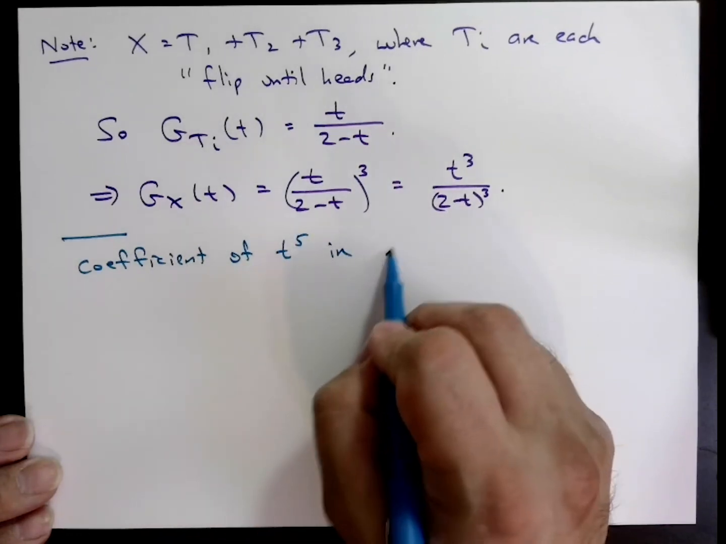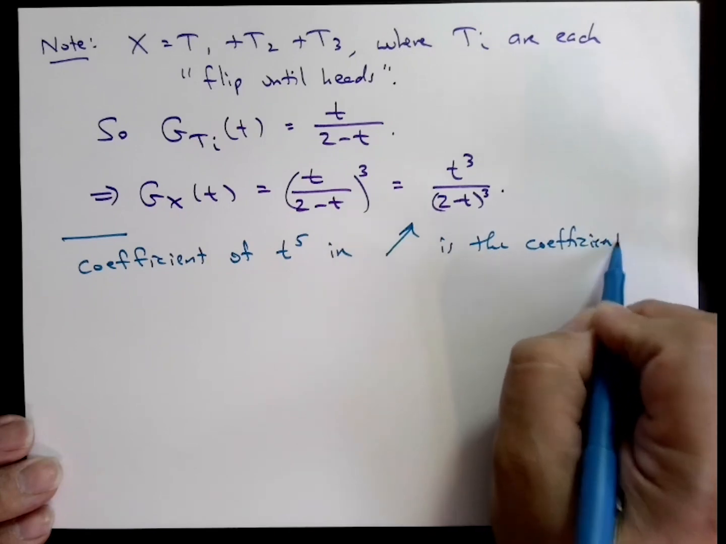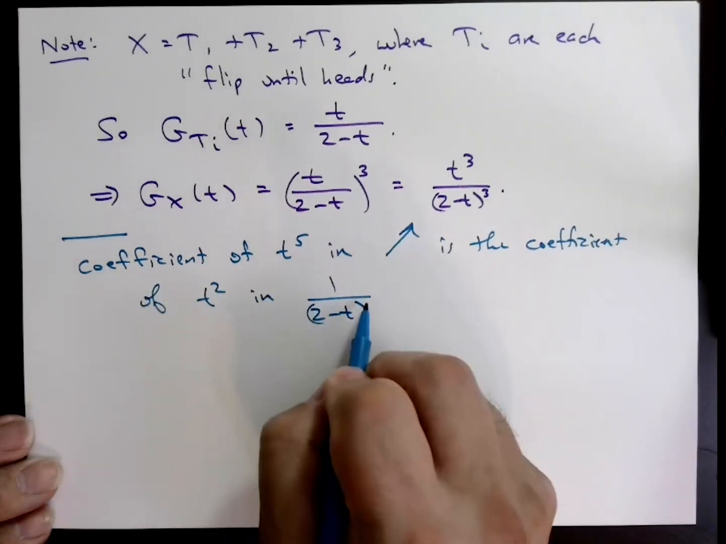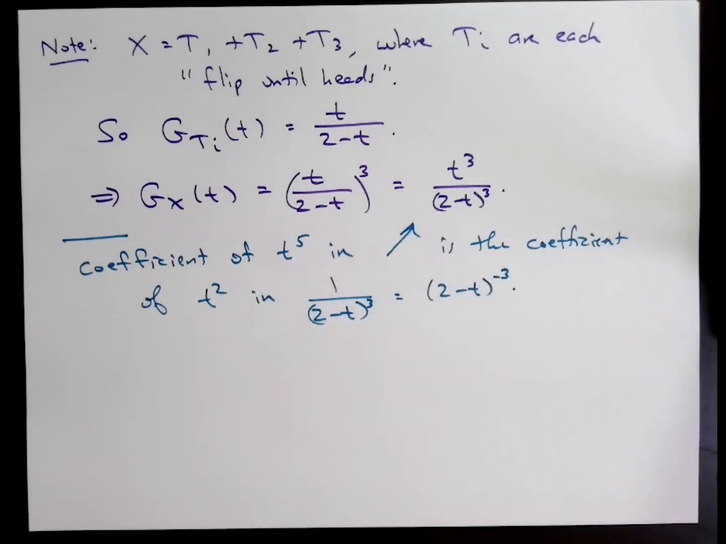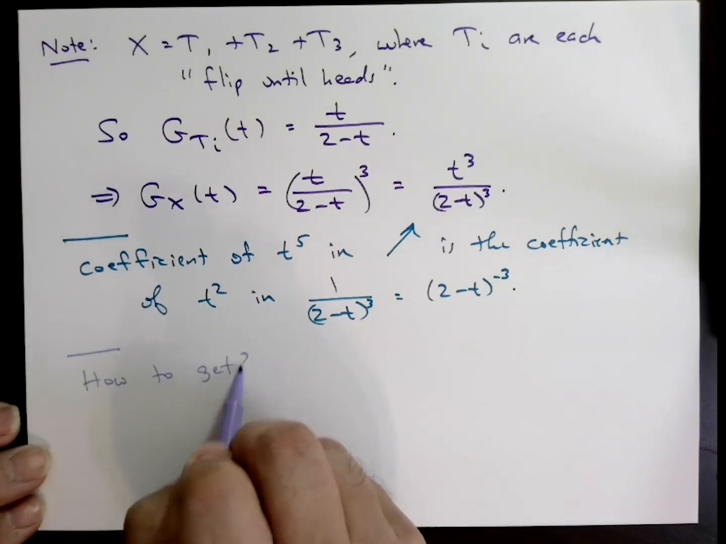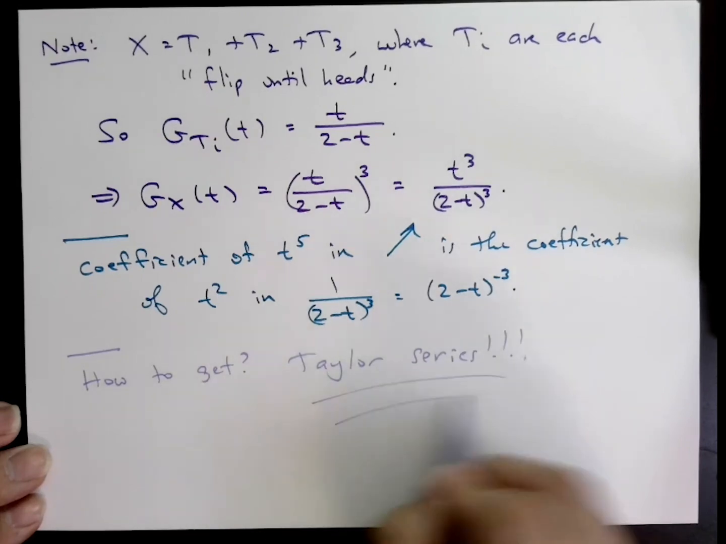Therefore, the PGF of X is the cube of those functions. In this case, it's t cubed over (2 minus t) cubed. So we're asking the question, what is the coefficient of t to the 5th in that function? Of course, notice since there's a factor of t cubed there, that's exactly the same as the coefficient of t squared in the function 1 over (2 minus t) cubed. Well, how do we get that?